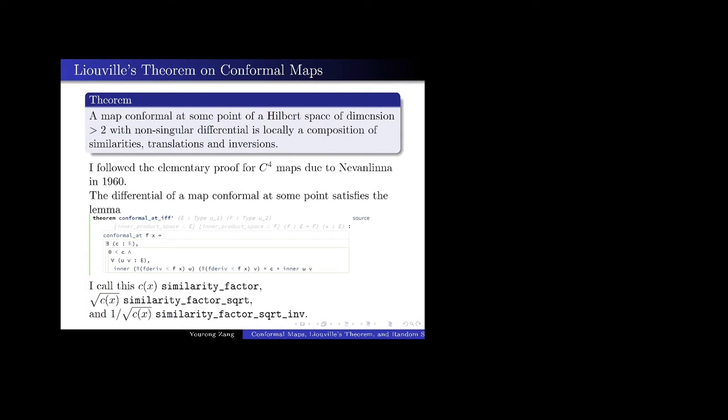So first we notice that a map conformal at some point satisfies the lemma here, which is that it scales the inner product by some positive constant C, and I call this constant the similarity factor at X, and its square root the square root similarity factor, and the inverse of the square root similarity factor, the square root inverse. These names are just temporary names because the entire section is not clear, so I'm going to modify them and rename these functions.